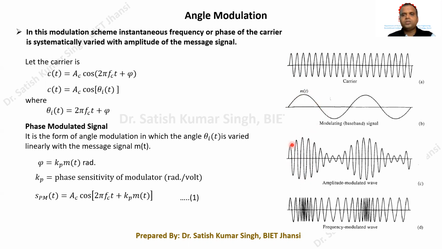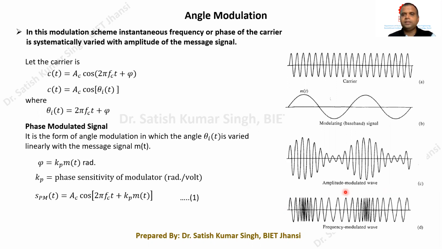Now similarly, in the case of angle modulation, there are basically two different classes that we have to study. In angle modulation, we have two different modulation schemes. One of them is frequency modulation, and the other is phase modulation. In the bottom part of this picture, I am showing an FM modulated signal, a frequency modulated signal waveform.